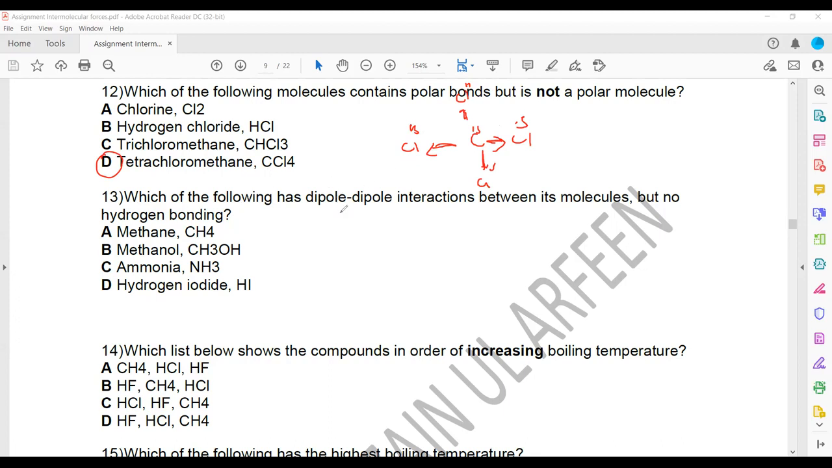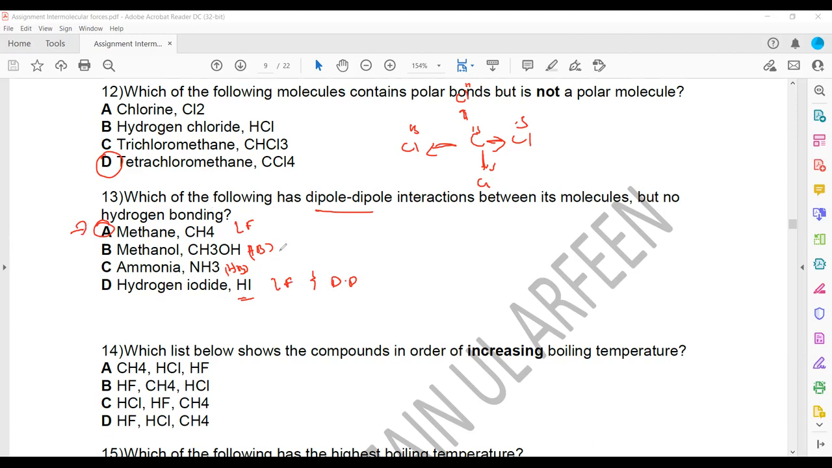In question 13, which of the following has a dipole-dipole interaction between its molecules but no hydrogen bond? Hydrogen bond is there. This will have hydrogen bond. This will have hydrogen bond. This will have two things. It will have dipole-induced dipole or London force as well as dipole-dipole force, because hydrogen and iodine have a difference in electronegativity. But in the case of CH4, because the molecules are totally non-polar, non-polar molecules will always have dipole-induced dipole force or London dispersion force. So methane or A is the right answer.